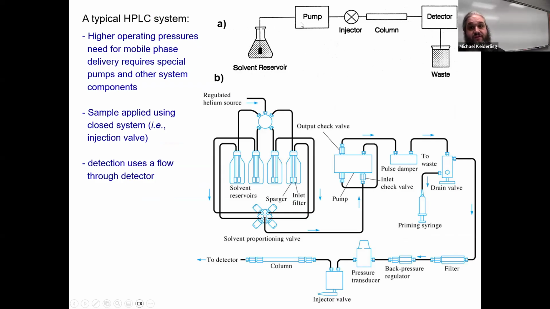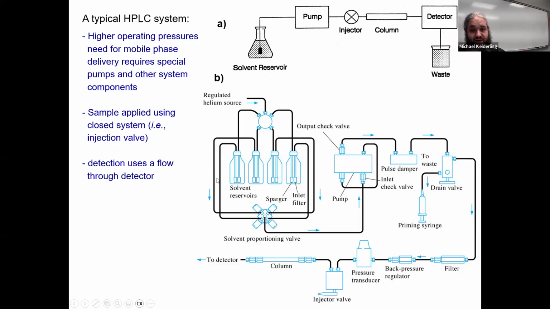So you have some solvent reservoir, a pump, an injector, a column, a detector, and an output. The sample is applied using a closed system, i.e. like an injection valve, where you could fill a fixed volume with your sample and put that into the line. Detection uses a flow-through detector of some sort.